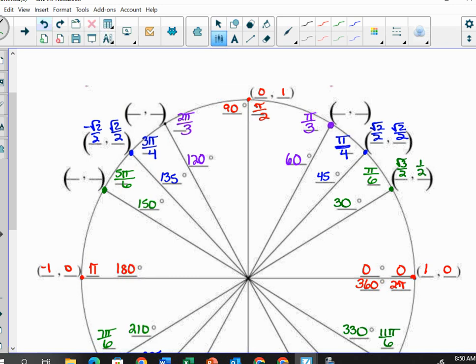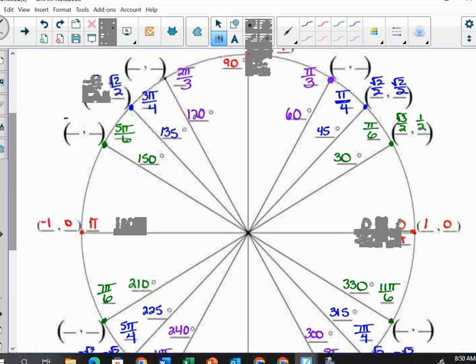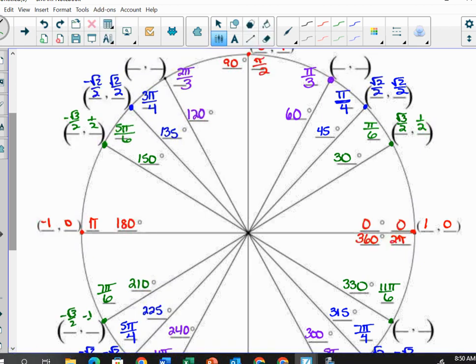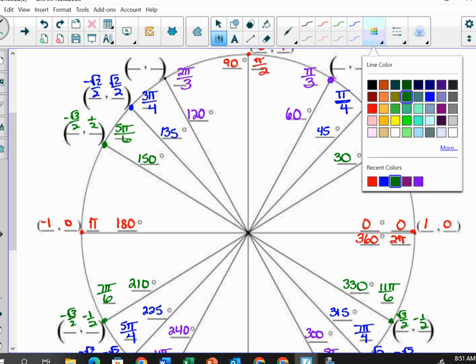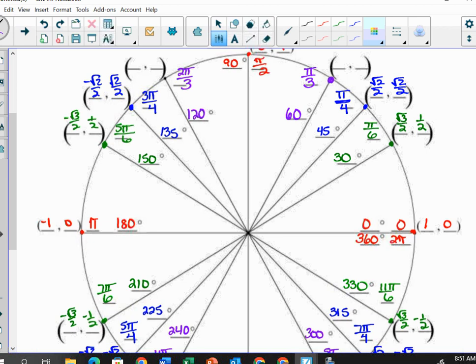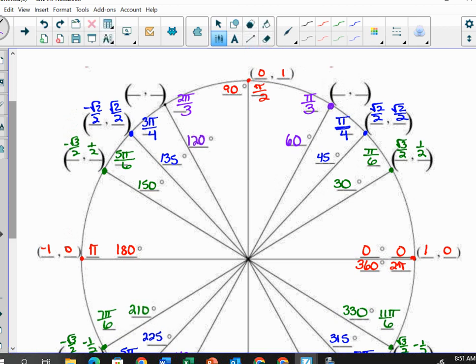All right, so can you label all of the green points now? Yes. Negative root 3 over 2, 1/2. Guys, just one dot left here. Purple left to figure out.